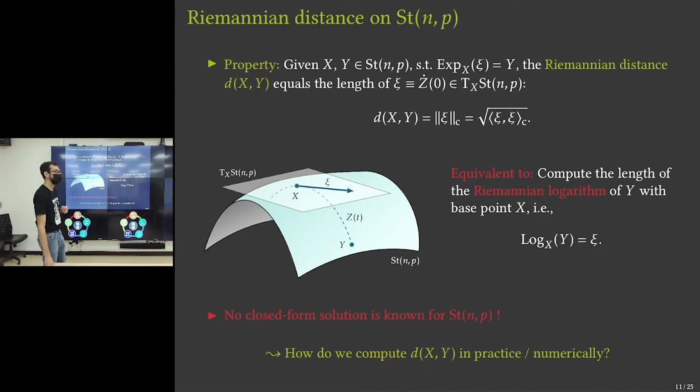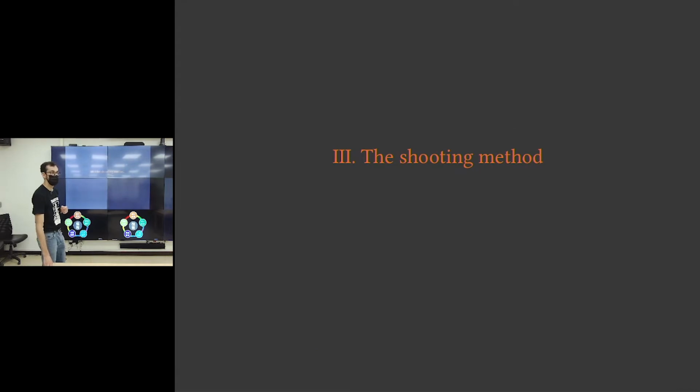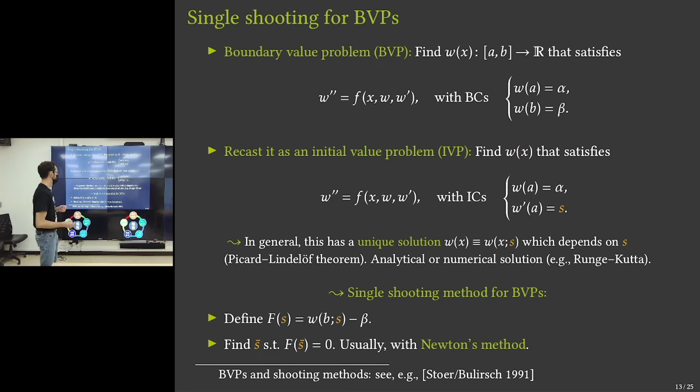Okay, so continuing to the numerical part. I will talk about the shooting method, which, as I said, is a classical numerical method for solving boundary value problems. And before applying it to the Stiefel manifold, I will show just the original Euclidean version for ODEs in the flat space.